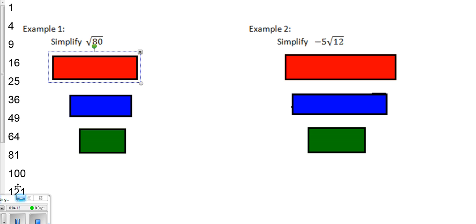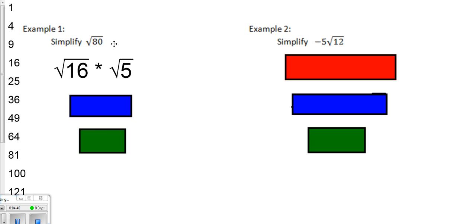Now again, on the side here, you can see I've written some of the square numbers. It's like 1 squared, 2 squared, 3 squared, 4 squared, 5 squared. What we're going to do is think, 80 can be divided by which one of these? Obviously it can't be divided by 81, that's larger than it. And it's not going to be able to be divided by 64, 49, 36, 25, but it can be divided by 16. So as we simplify it, we break it down and say 16 times 5 would be 80.